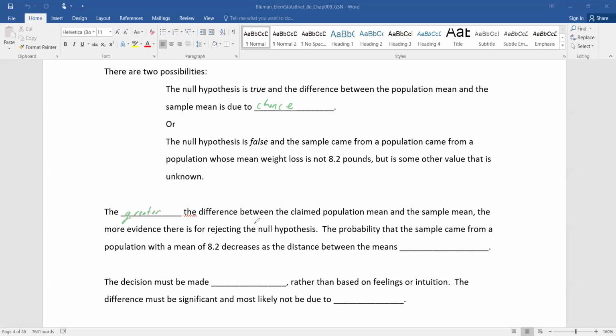We'll get to that. So the greater the difference between the claimed population mean and the sample mean, the more evidence there is for rejecting the null. So if it is really close, it's hard for us to say we need to reject it. But if there's a huge difference between what I got and the population mean, then that just gives me more evidence and more confidence to say, yeah, we're rejecting that. It's definitely not equal to 8.2. The probability that the sample came from a population with a mean of 8.2 decreases as the distance between the means is greater.